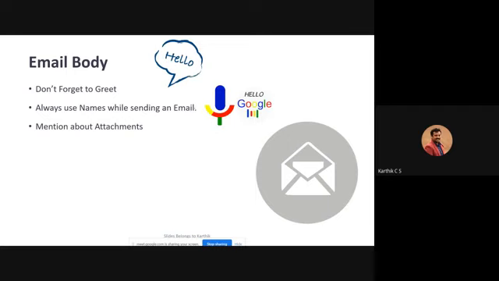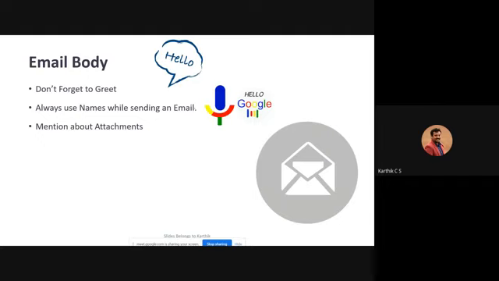When you're sending an email, if you're having any attachment, mention the attachment. "Please find the attached resume for your reference. Please let me know the updates regarding the next steps. Below are the following details: company name, current CTC, expected CTC, notice period. Thanks and regards, your name with your phone number." All these things should be mentioned in the email body.